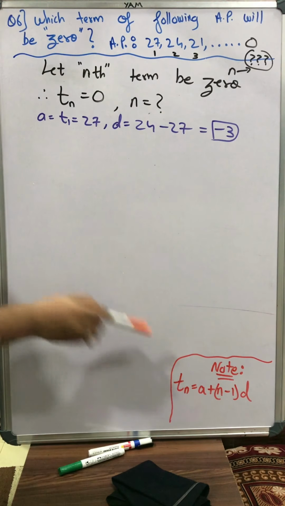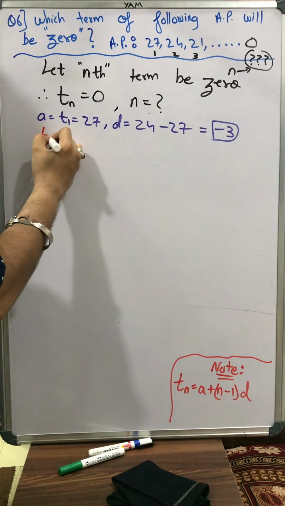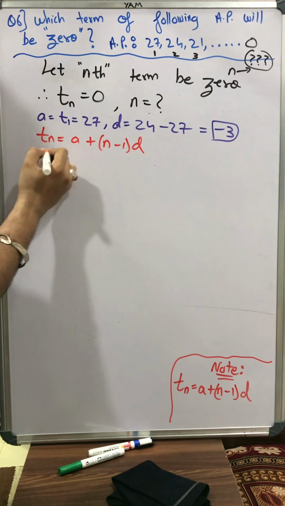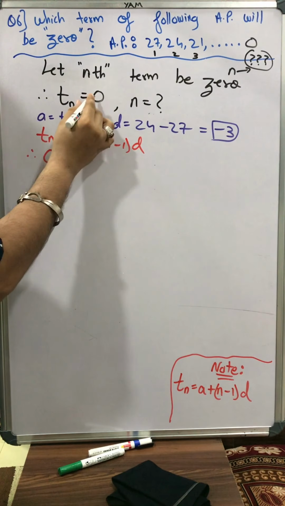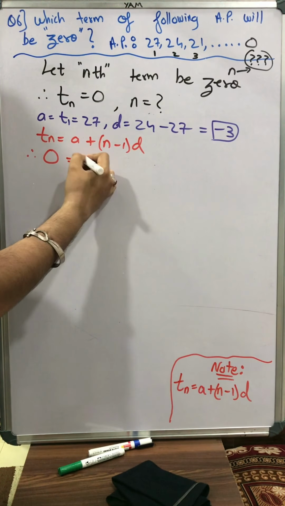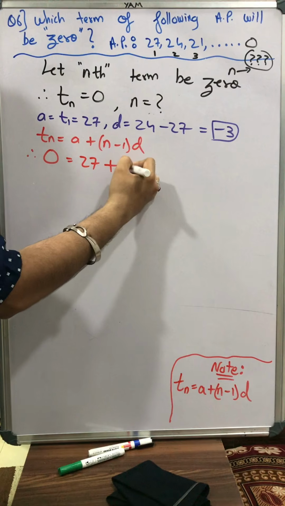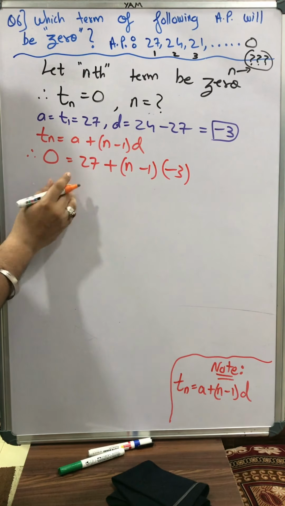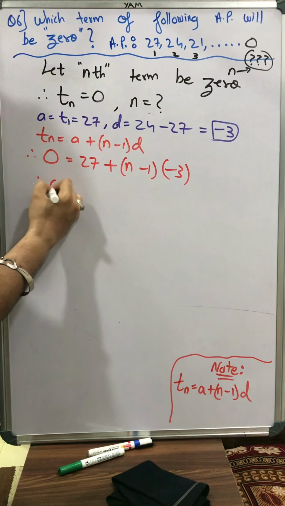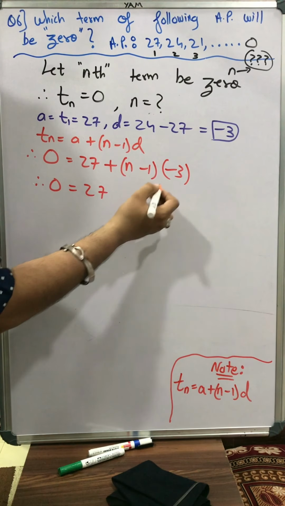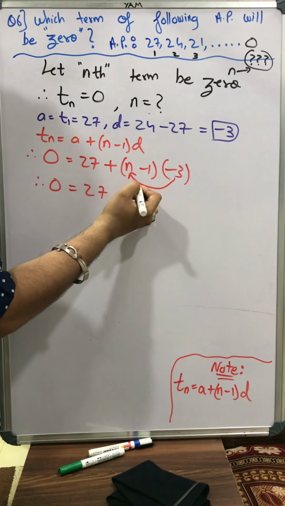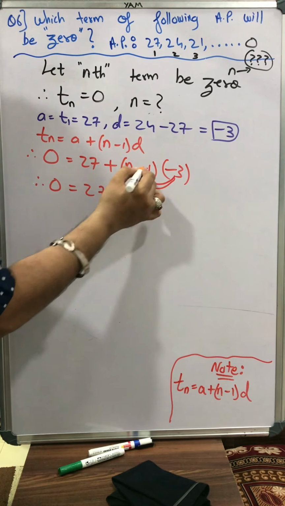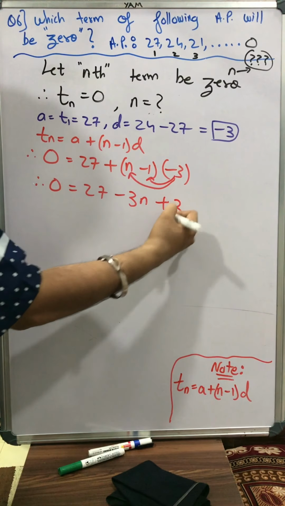What's the formula? T of n is equal to a plus n minus 1 into d. Therefore, T of n is 0, the value of the nth term is 0. A is 27, plus n minus 1 into d. D is minus 3. Now 0 I'll keep as 0. If minus 3 gets multiplied with n, the answer is minus 3n. If minus 3 gets multiplied with minus 1, the answer will be plus 3.